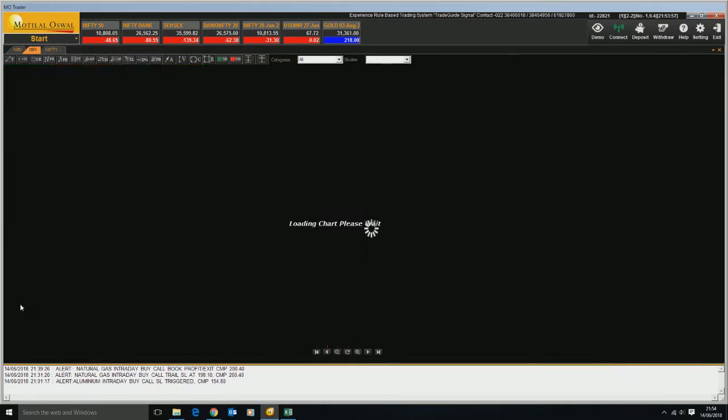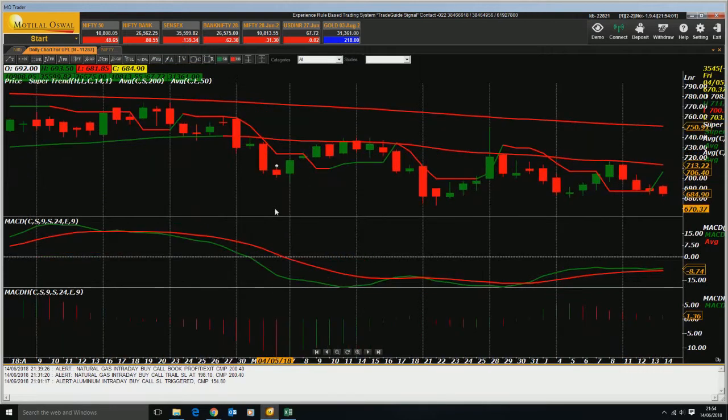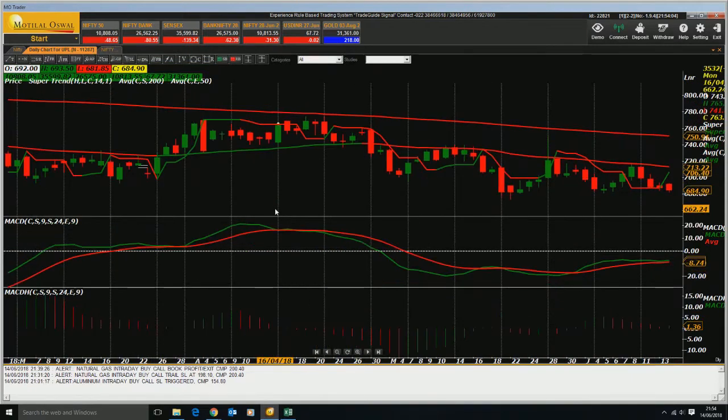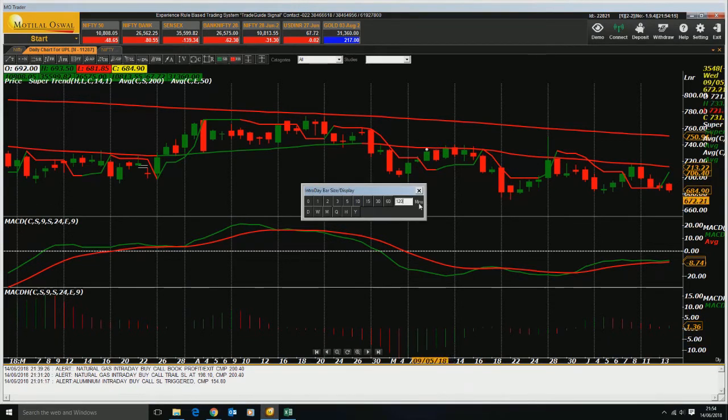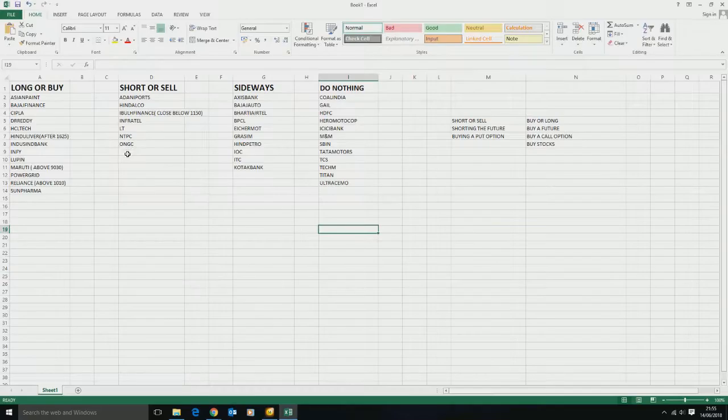UPL, if I go on to the daily charts here, UPL is giving me a fresh short entry. It also has a MACD crossover that will happen, say in the next 1 or 2 trading days. Also the MACD histogram is going down, and in 120 minutes the UPL is also short. So UPL is a potential short candidate for me. So where should I put this UPL? Here as short or sell.